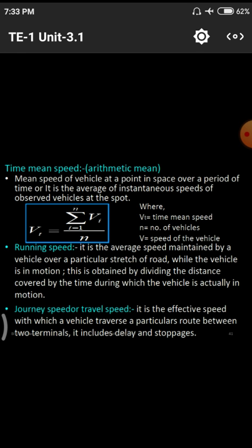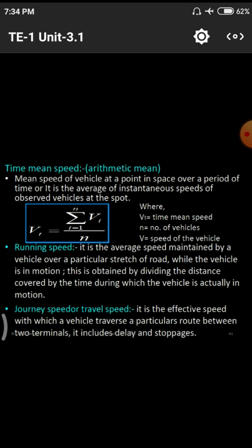For that calculation we have this formula: Vt equals velocity depending upon time. That means time mean speed is equal to the average. We capture n number of vehicles, so we add those n vehicular velocities and divide by the quantity, how many vehicles we have taken. That means Vt = ΣV / n, that gives the average speed of the vehicle at a particular point. That is called the time mean speed, taken with respect to time. If we take a single minute, that means in a particular minute how many vehicles are moving at a particular speed, those will give the time mean speed.